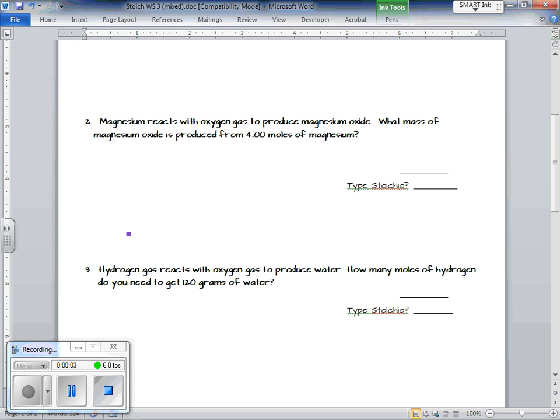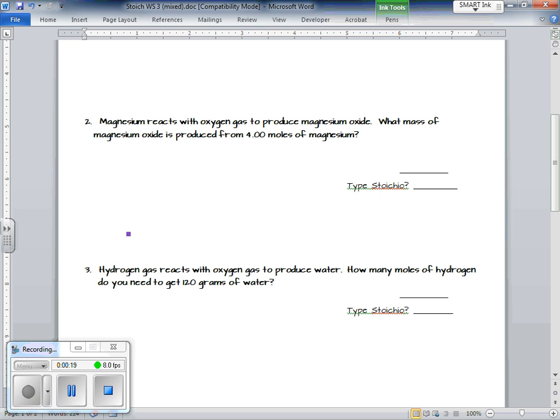This is stoichiometry worksheet number 3. We're going to take a look at problem number 2, which reads, magnesium reacts with oxygen gas to produce magnesium oxide. Before I look at my stoichiometry problem, I need to write out and balance my equation.